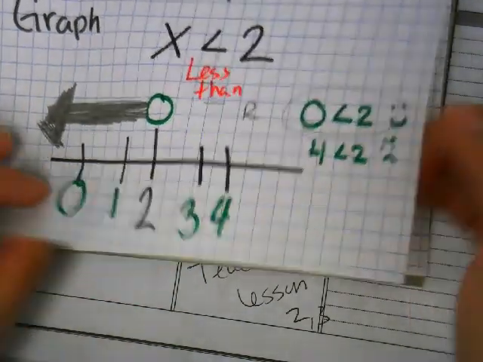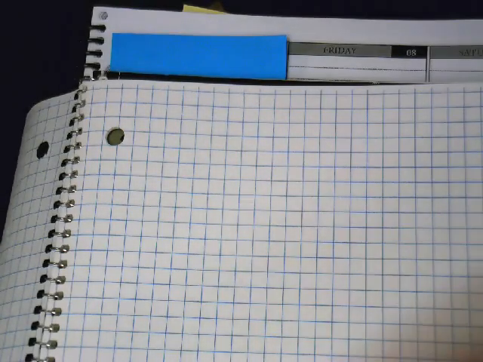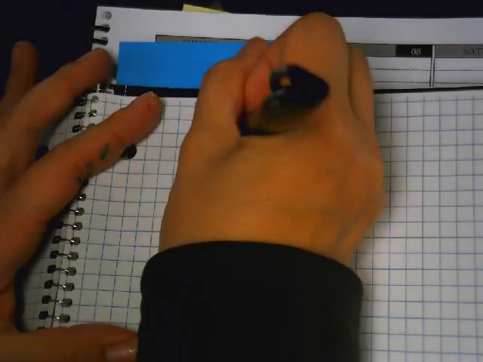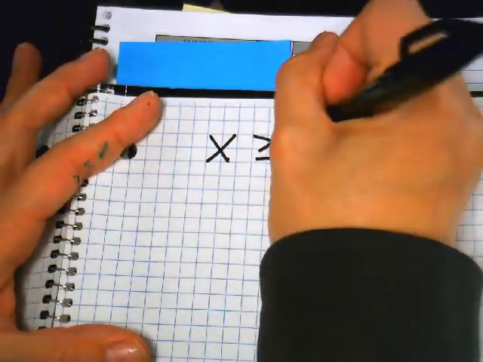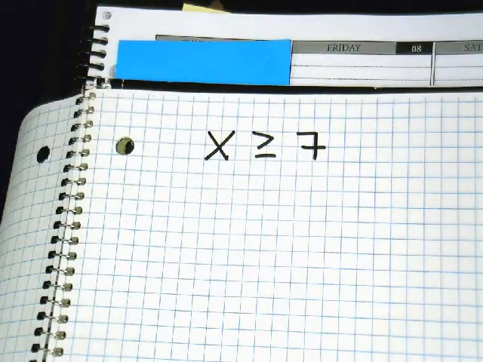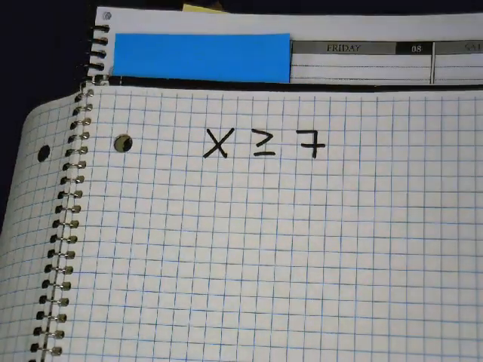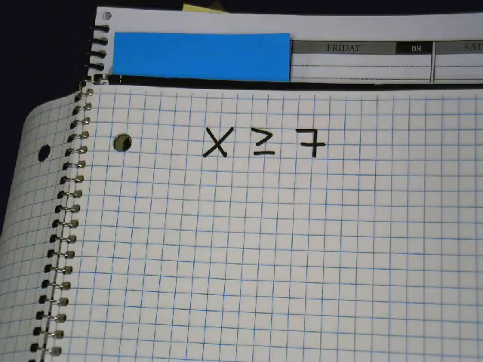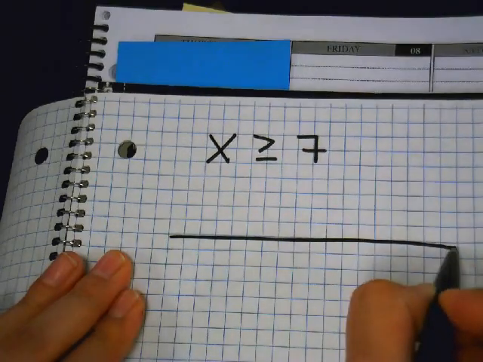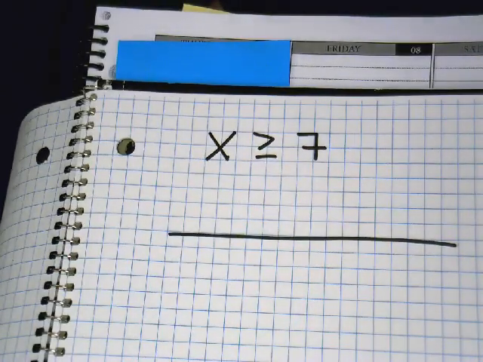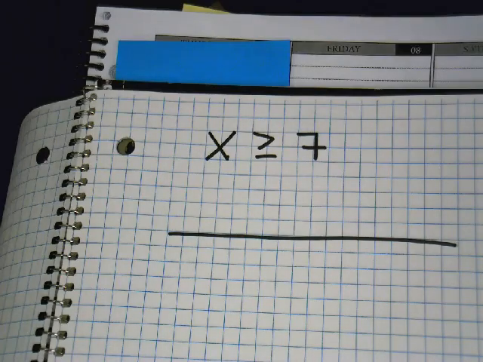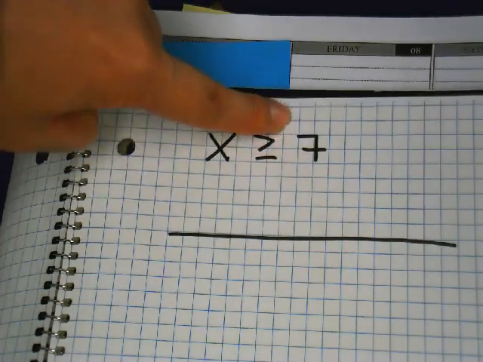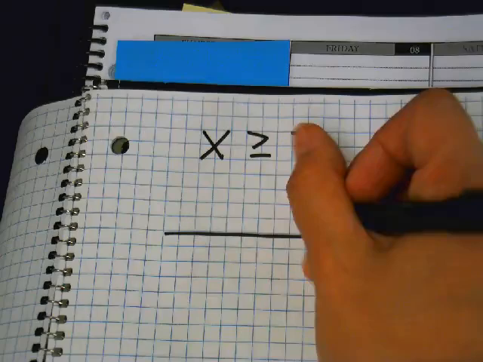All right, let's do another problem. X is less than or equal to 7. X is less than or equal to 7, right? So that's the math problem. Now, what's our first step in this math problem? What do we have to do first? Number line. Now, for my class, what number goes in the middle? Whatever number this is. What number is this? 7. So 7 goes in the middle.